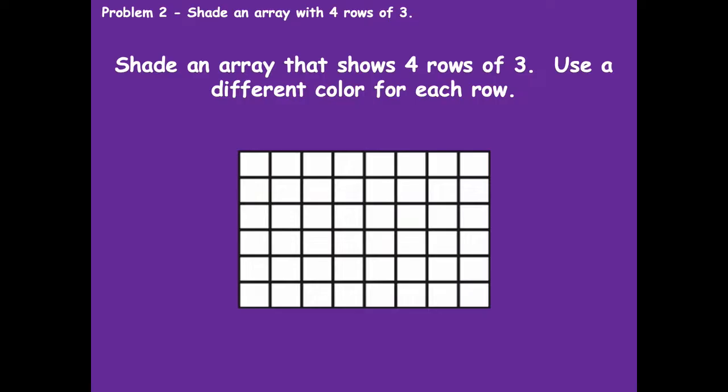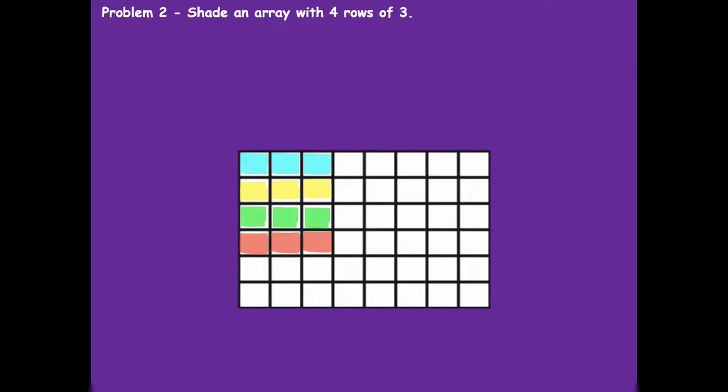All right, friends, here we go. All right, so I have 4 rows of 3. Here's 1 row of 3, 2 rows of 3, 3 rows of 3, and 4 rows of 3. Does your array match mine? Okay, awesome. So maybe your colors might be different, but as long as you have 4 rows with 3 in each row, you got it.